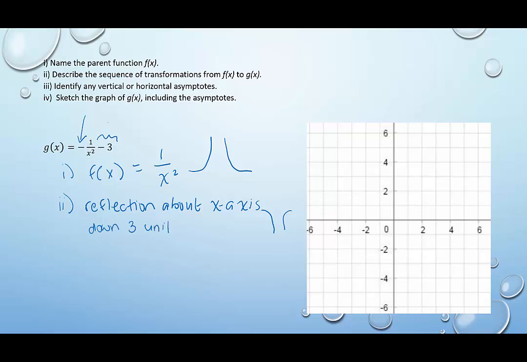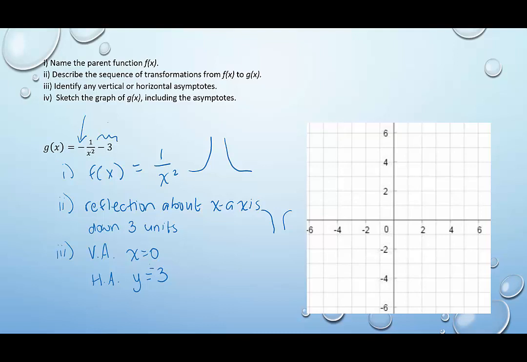That's going to affect our horizontal asymptote, which brings us to part 3. What are the asymptotes? There was no change left or right. So we're going to have a vertical asymptote at x equals 0. And we're going to have a horizontal asymptote. Remember, it got shifted down 3 units. So that horizontal asymptote is going to be down at y equals -3.